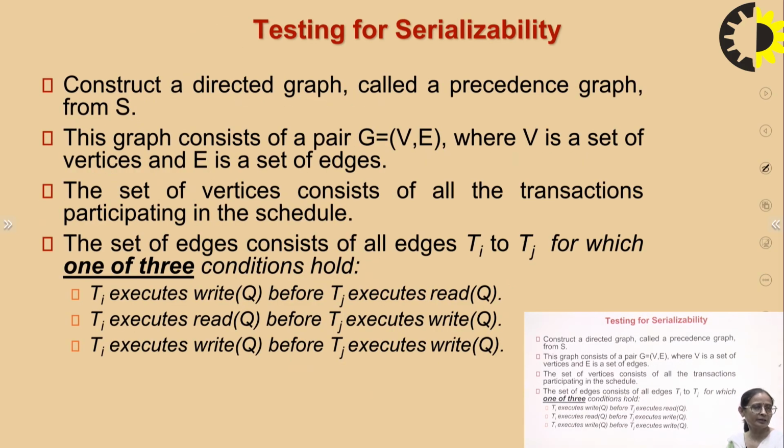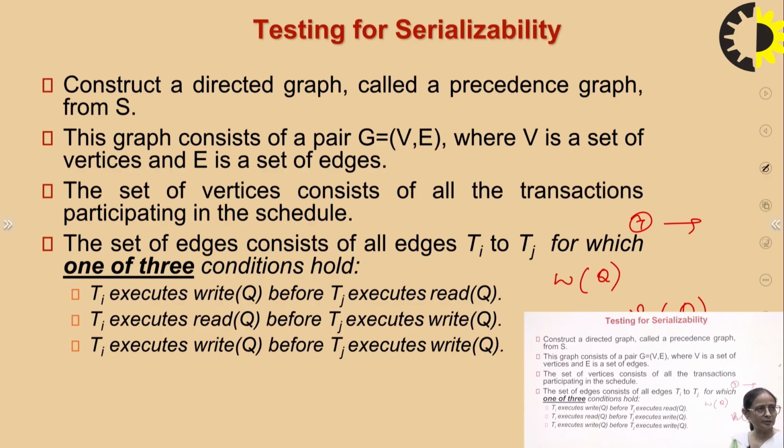So here we construct a directed graph. This graph consists of V and E. The set of vertices consists of all the transactions, and how do we insert the edges? The set of edges consists of all the edges Ti to Tj for which one of the three conditions holds. That is, Ti executes write Q, Tj executes read Q. So we insert the edge Ti to Tj.